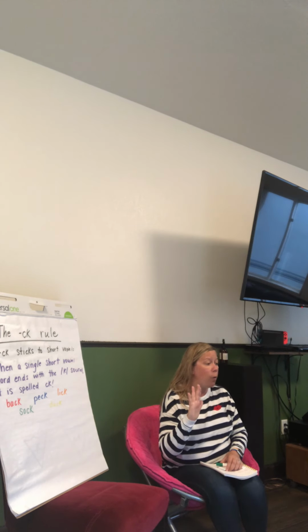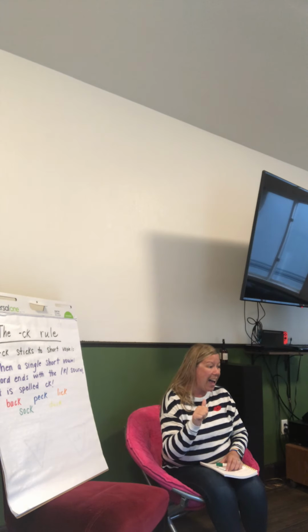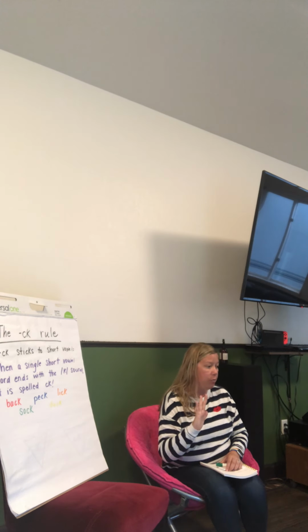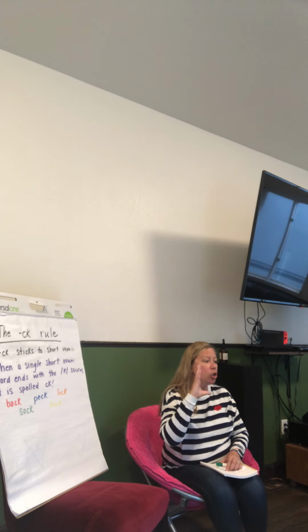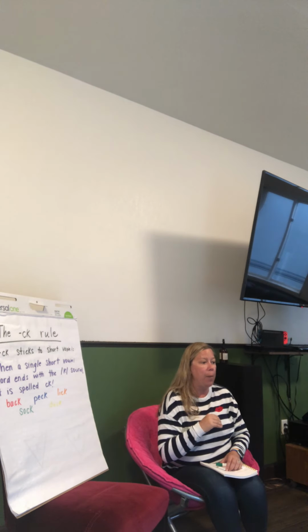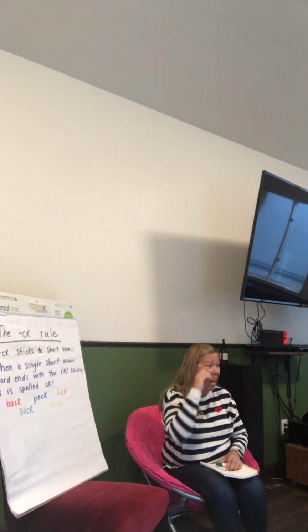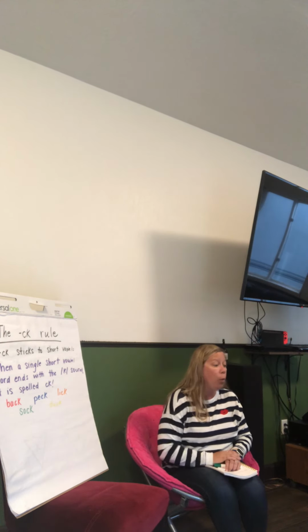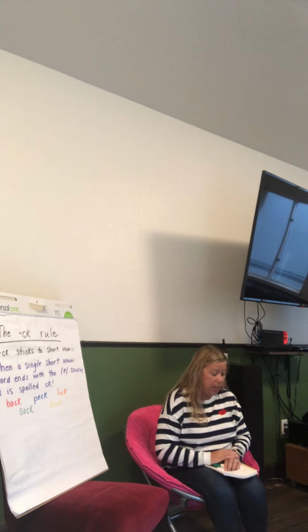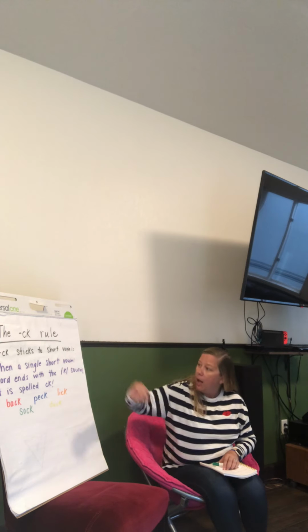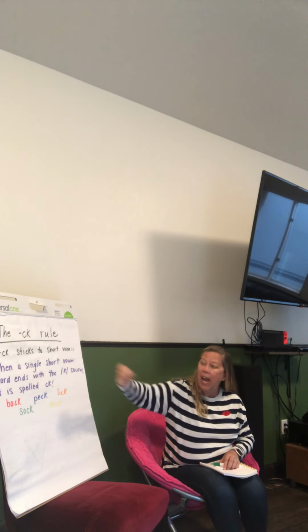And in their short form, they can say a, e, i, o, u. Right? So we've learned all five of our short vowels. We've learned that in their short form, they make their short sound. They do not say their name. And now today we're going to connect what we know to a new rule. And this new rule today is the CK rule.